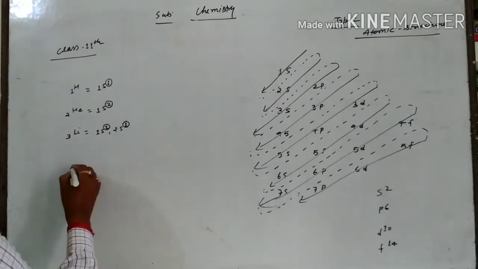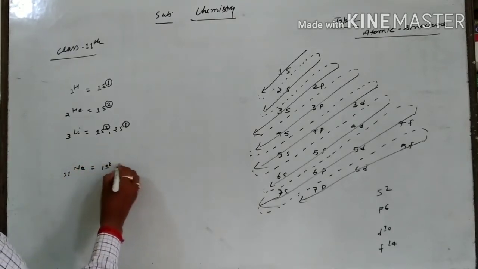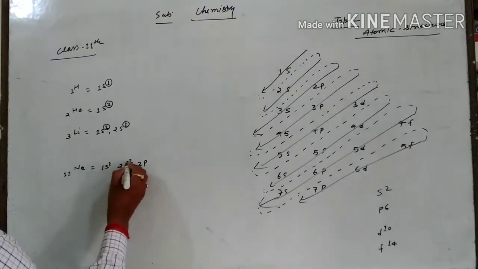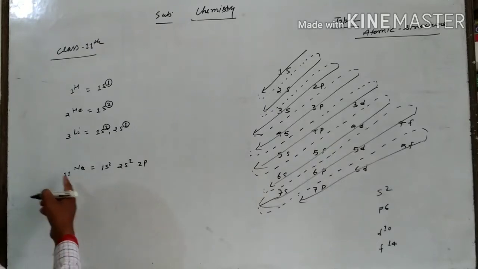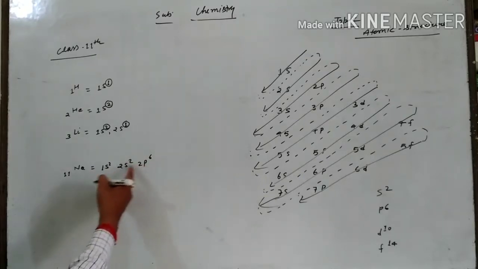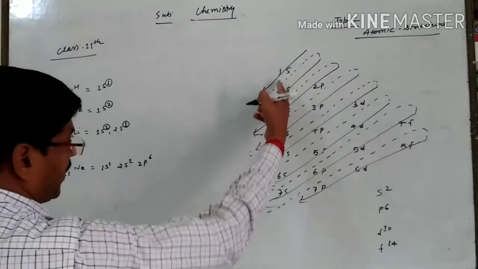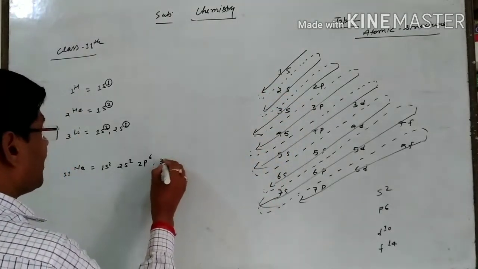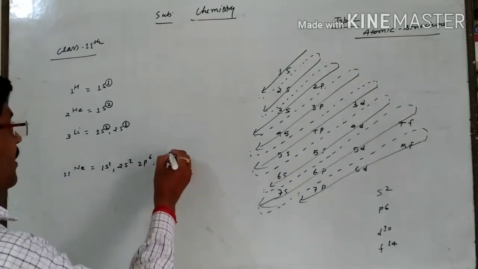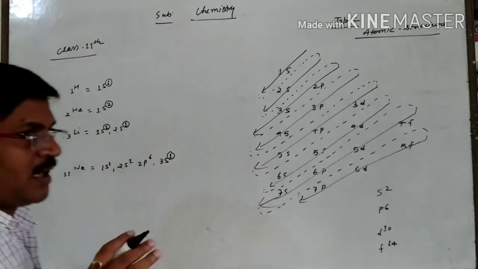Suppose I have taken sodium: 1s2, 2s2, 2p6, and then 3s1. The total electrons are 2, 2, 6 and 1 remains. It means you see here 1s, 2s, 2p, 3s. The last electron enters the third shell, s subshell, and the number of electrons there is only 1. In this way you have to do the configuration.